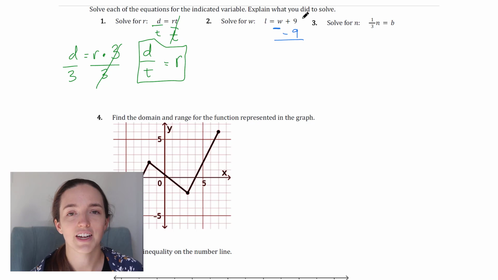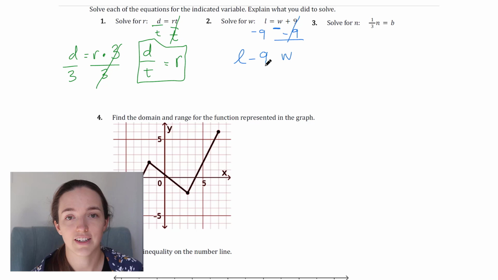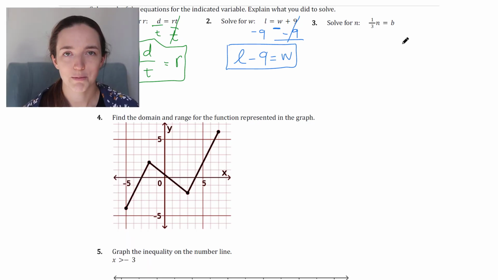The reason I do that is positive 9 minus 9 turns into 0, that goes away, and w is all by itself. But if I do that on the right side of the equation, I have to do it on the left. So over here I have L minus 9 equals W. W is all by itself, so I have solved for W. We're going to skip number 3.